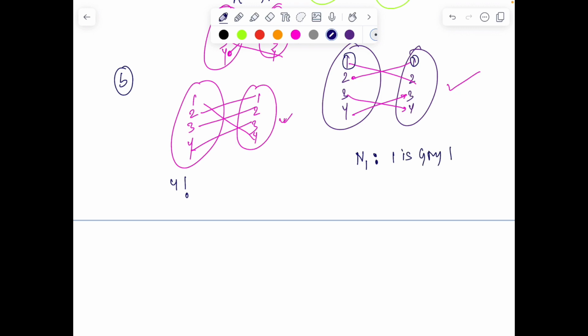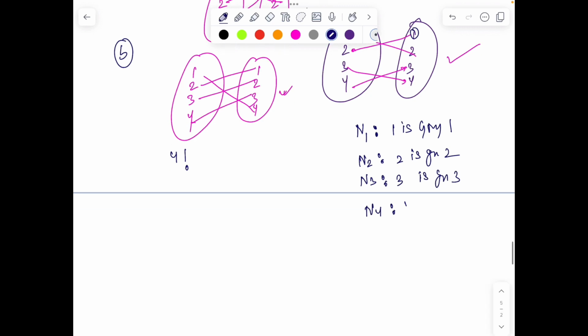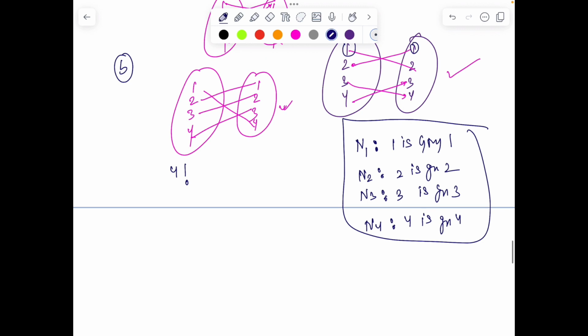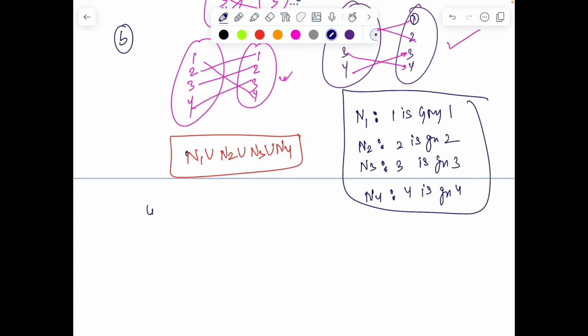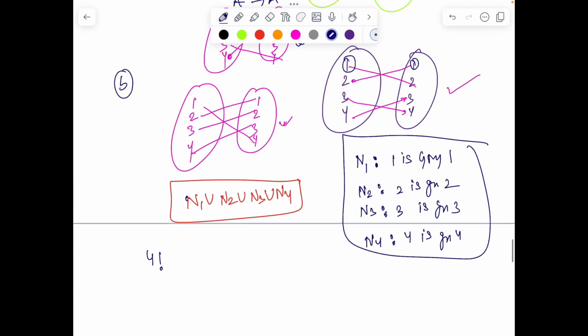So I can define again similarly. Let's say n1 represents the number of such functions where 1 is going to 1. n2 represents the number of such functions where 2 is going to 2. n3 represents the number of such functions where 3 is going to 3. And n4 represents the number of such functions where 4 is going to 4. And remember, we have to find one function. So clearly, we don't want n1 union n2 union n3 union n4. In such a case, the answer should be the total number of functions, which is 4 factorial.